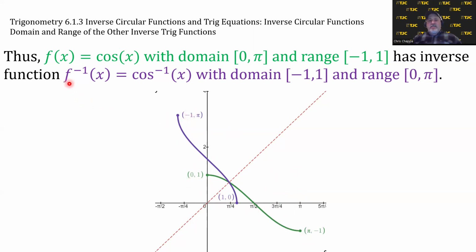So the inverse function is, in purple, f inverse of x equals cosine inverse of x with domain -1 to 1, left to right on the purple graph, and range 0 to pi, bottom to top on the purple graph.